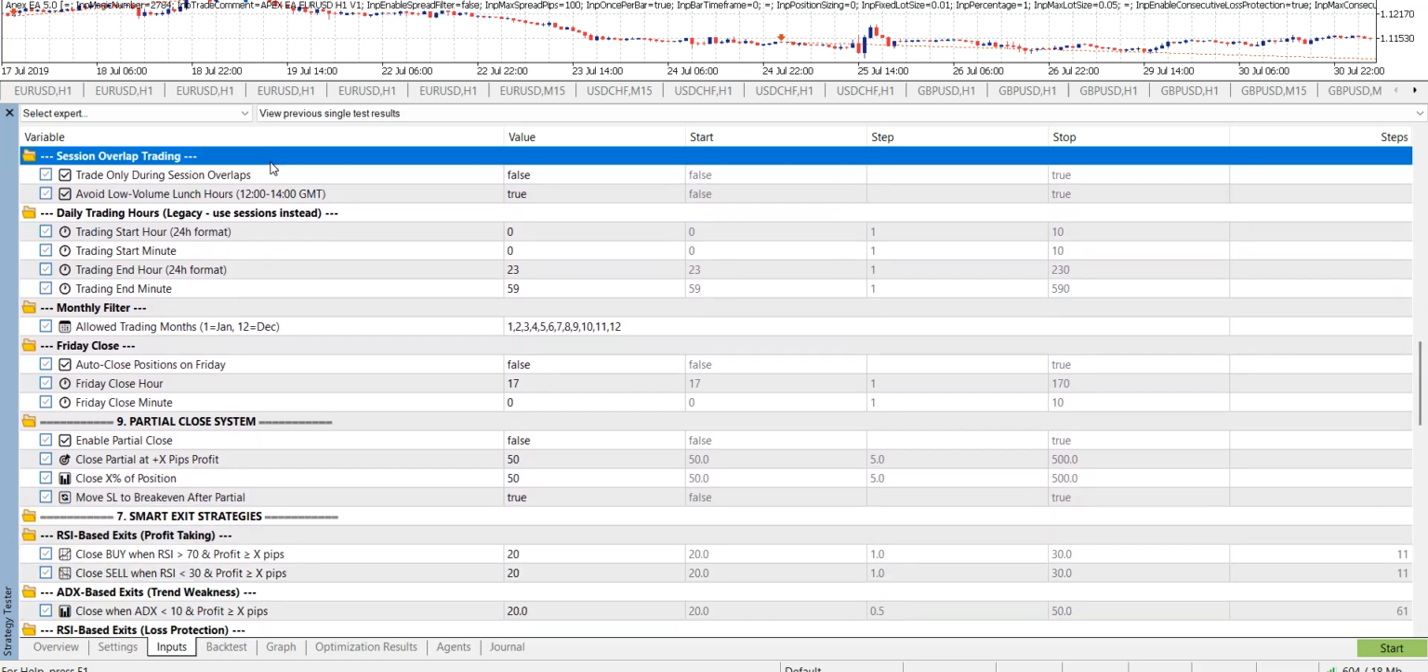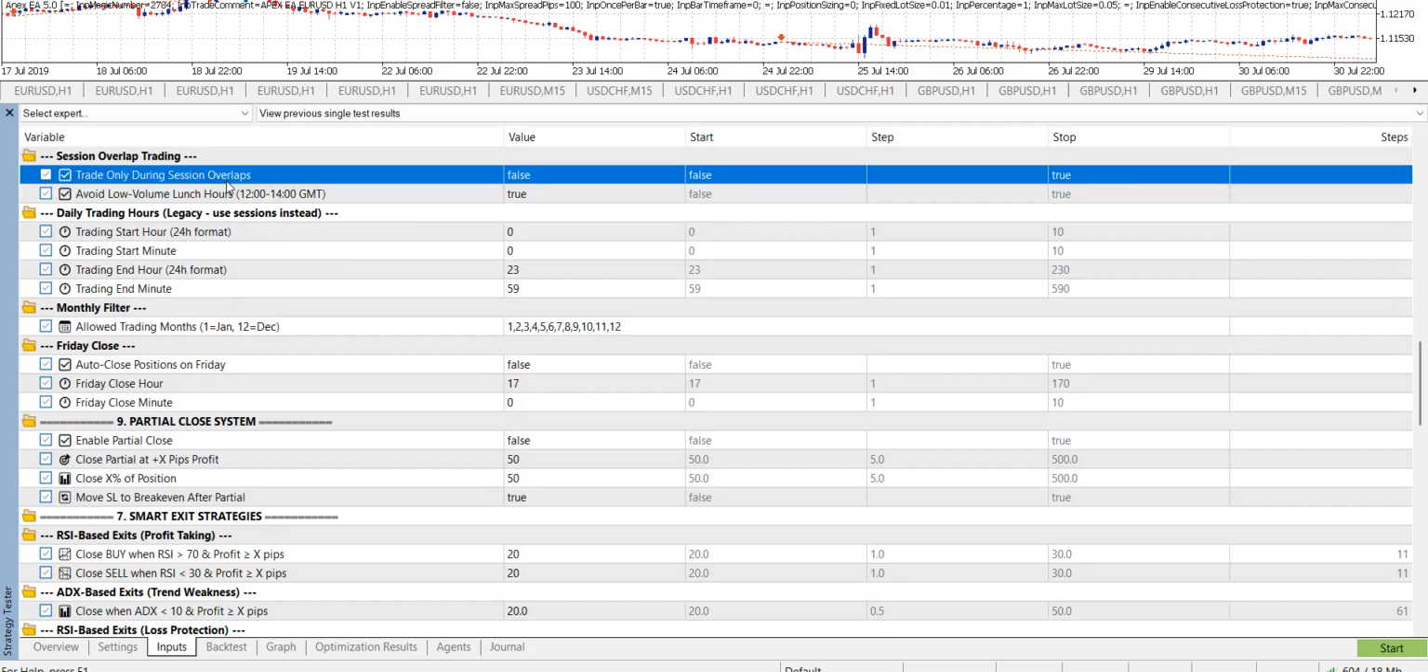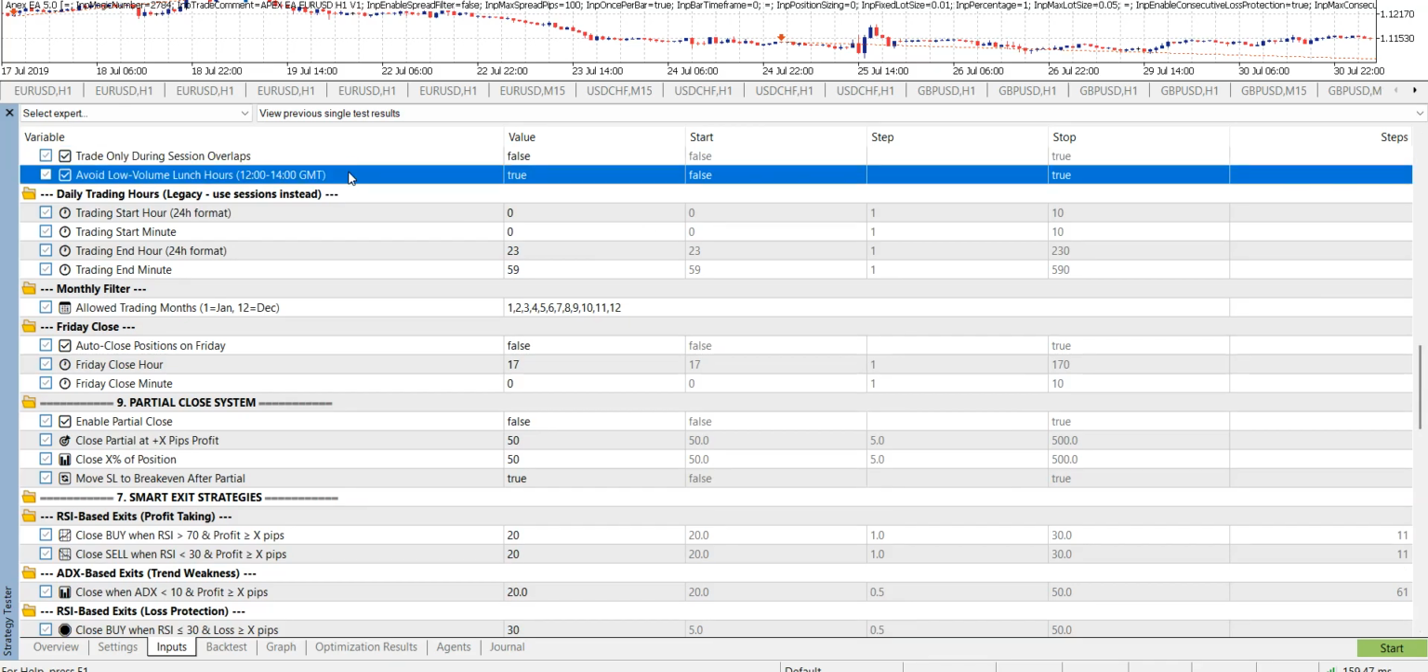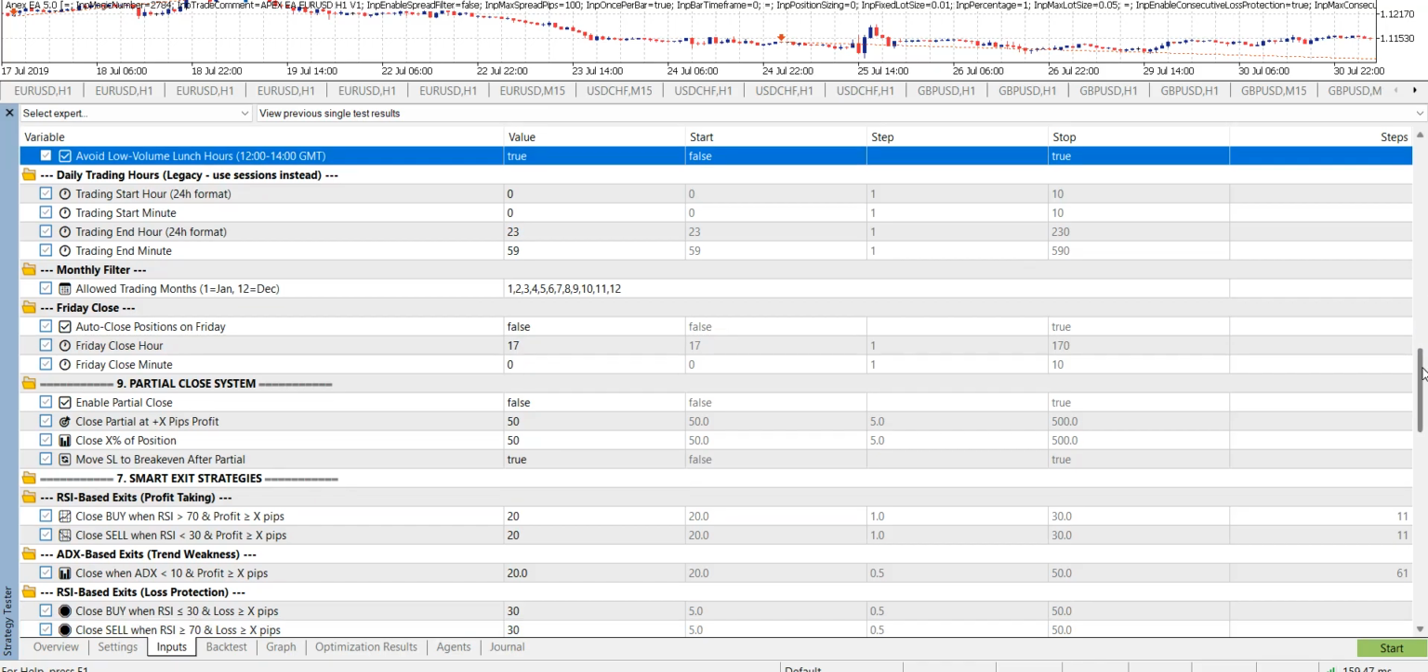You can use features like trading only during session overlaps, which you can test and play around with. There are some really good uses for many traders. That's why I included it. And if you are interested in more testing with this EA, let me know in the comments, because I'm going to do that as well. But it's going to be a long video, even if I am just explaining and showing the parameters. So you can avoid lunch hours and these kinds of low volatility times.